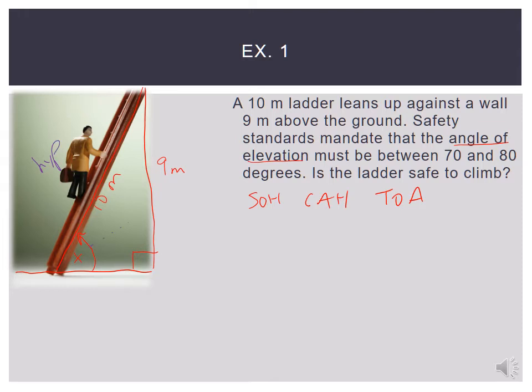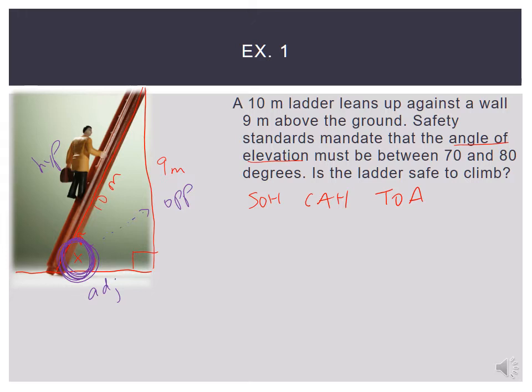And remember, this is my reference angle, the angle that I gave you. You can never use 90 as your reference angle. So since that's the angle we're looking for, that's our reference. Right across is opposite, right beside is adjacent.